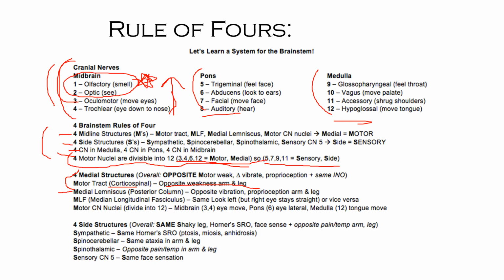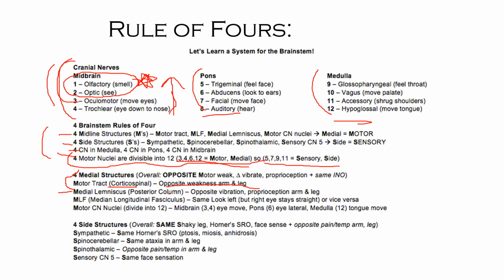Medial lemniscus, so remember the DCML and spinothalamics as well, but spinothalamics usually doesn't get mentioned for some reason when we talk about medial lemniscus. So medial lemniscus, dorsal columns, we're going to see opposite side vibration and proprioception of arm and leg becoming a problem here if there's a deficit.